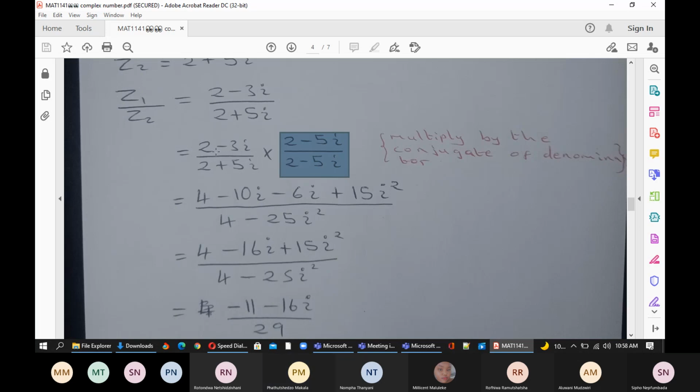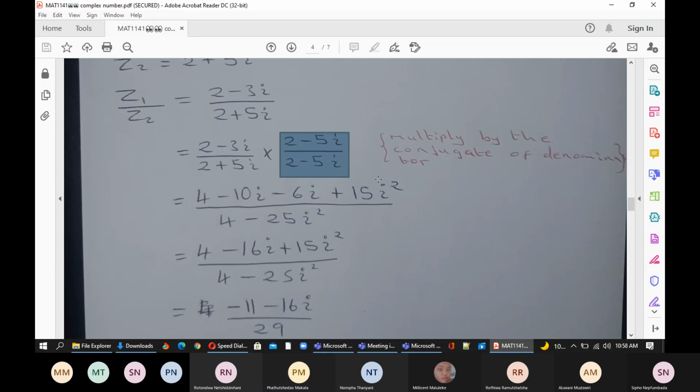So now we are going to multiply. It's like here we are multiplying 2 brackets. Are we together? 2 multiplied by 2 gives us 4. 2 multiplied by minus 5i gives us negative 10i. Therefore, we are done with 2. Now we go to minus 3i. Minus 3i multiplied by 2 gives us negative 6i. Minus 3i times minus 5i gives us positive 15i squared.